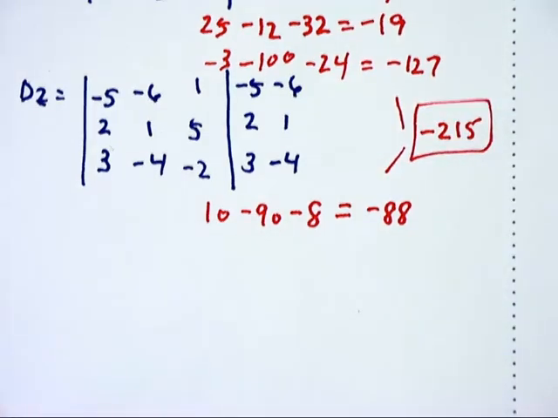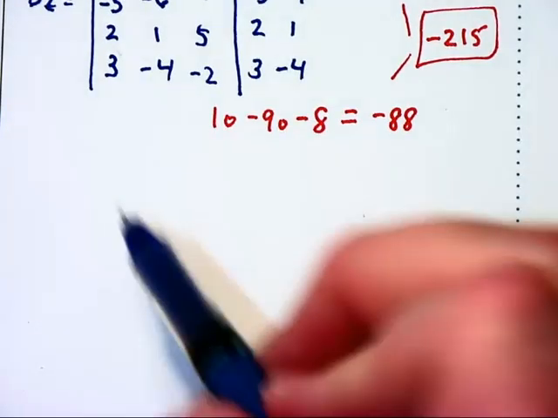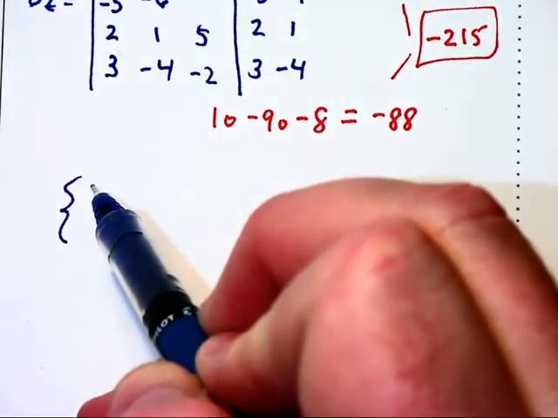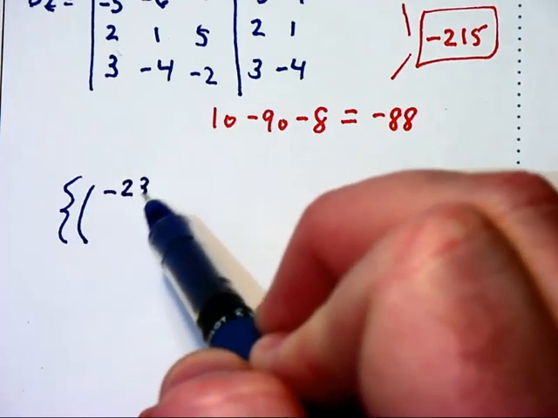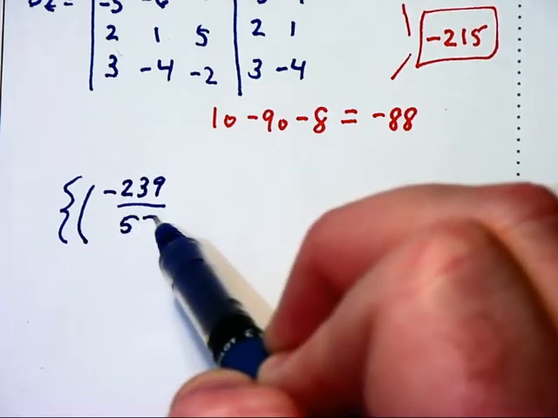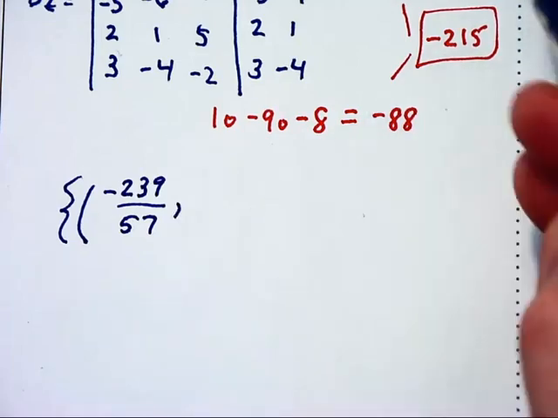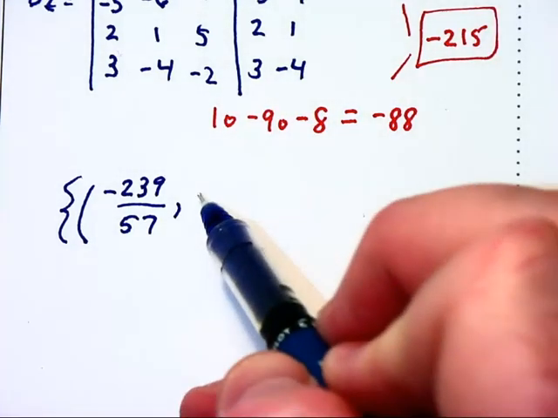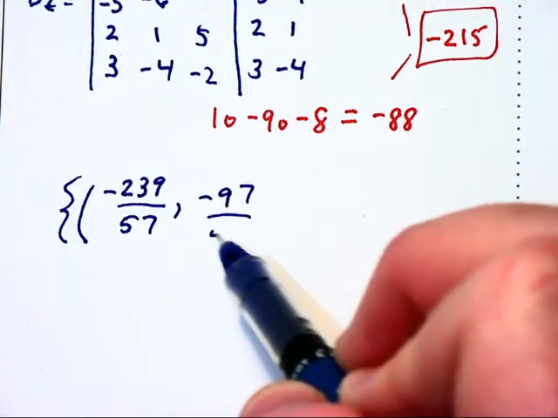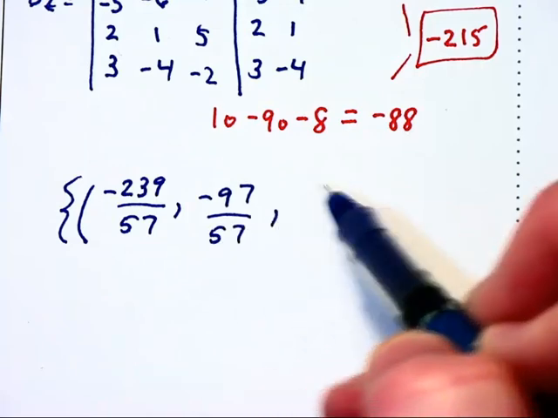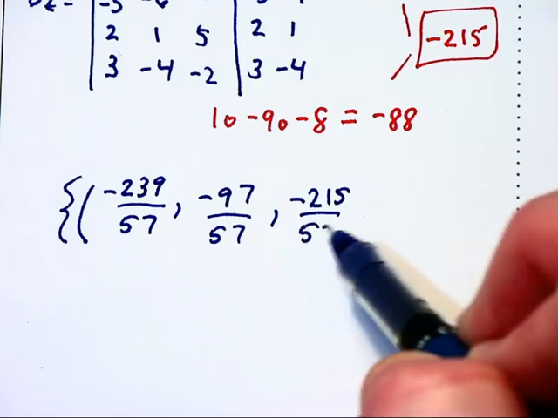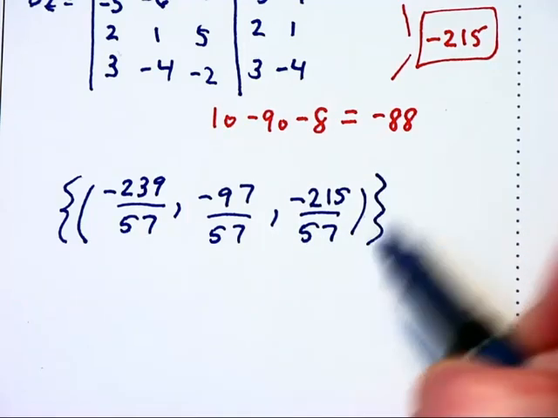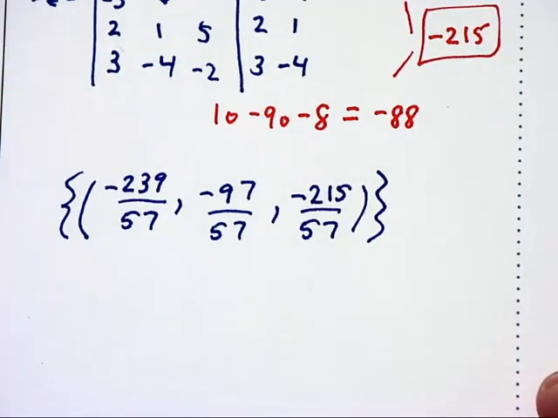Okay, now we use Cramer's rule, which says take our dx and put it over d to get negative 239 over 57, comma, dy, that's a negative 97 over 57, and dz, negative 215 over 57. Ugly as that is, our solution set.